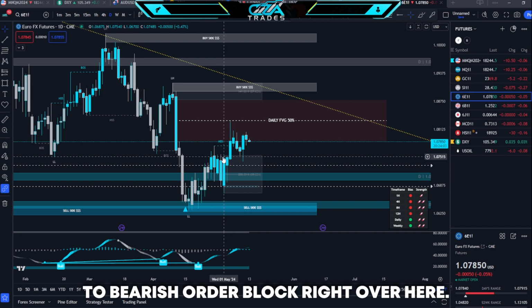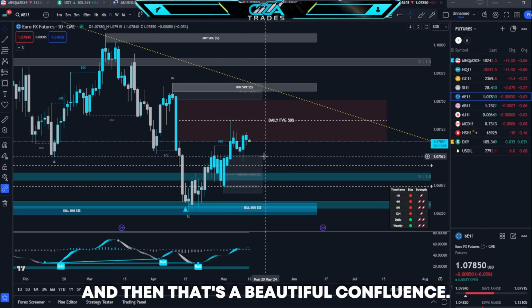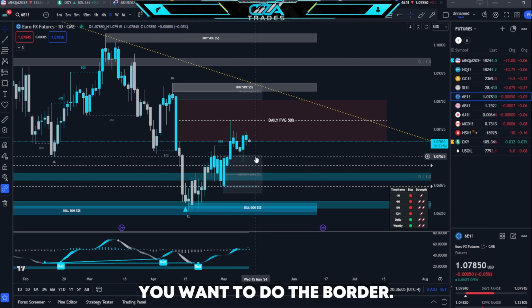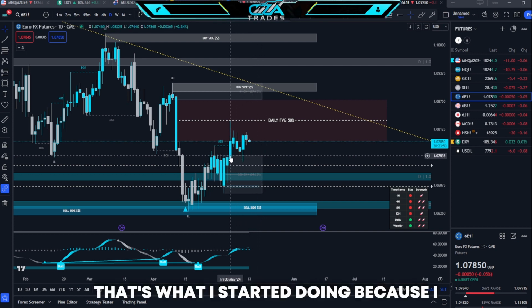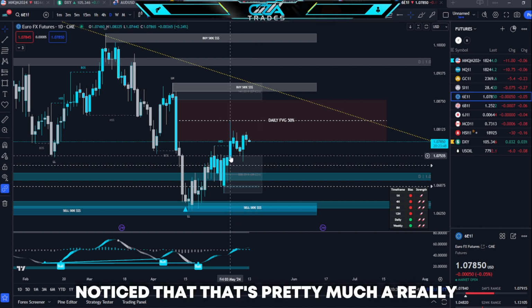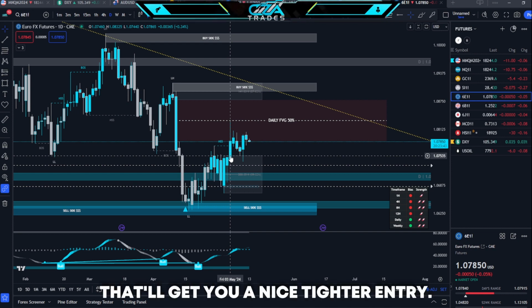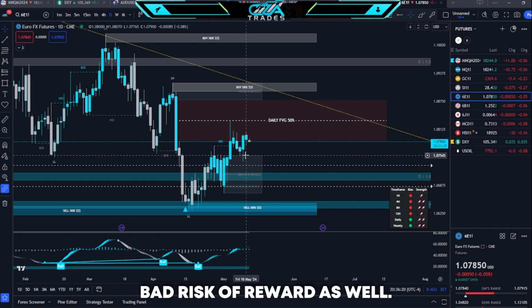Order block right over here, right below the fair value gap. And that's a beautiful confluence, right? Order block and fair value gaps next to each other. You want to set your entry at that border. That's what I started doing because I noticed that's a really nice confluence between the two. If they're both right there next to each other, that'll get you a nice tighter entry. And that gives you a better risk reward as well.